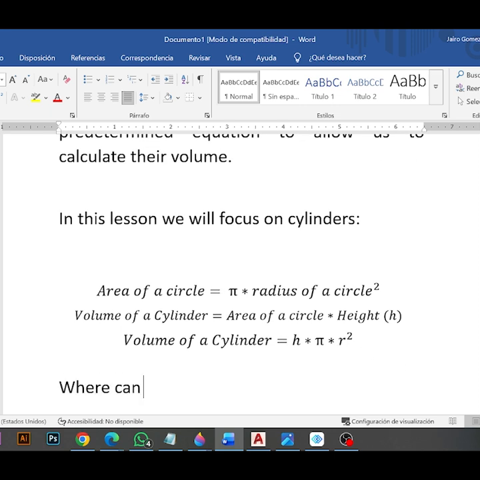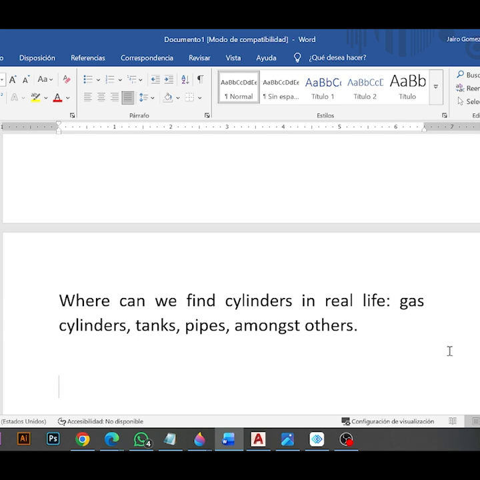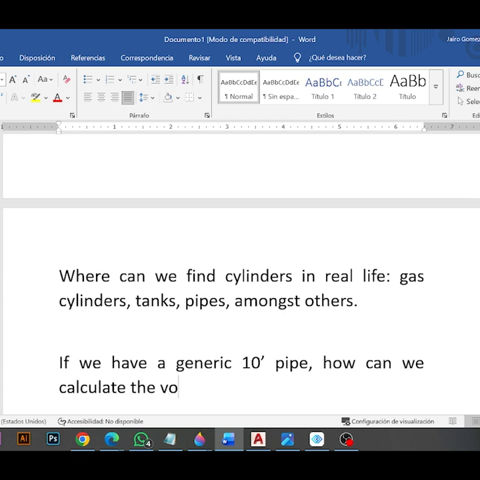So where can we find cylinders in real life? Well, gas cylinders, tanks, pipes, amongst others. And so your question is, if we have a generic 10-foot pipe, how can we calculate the volume?